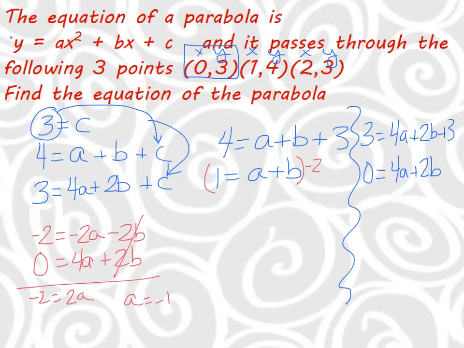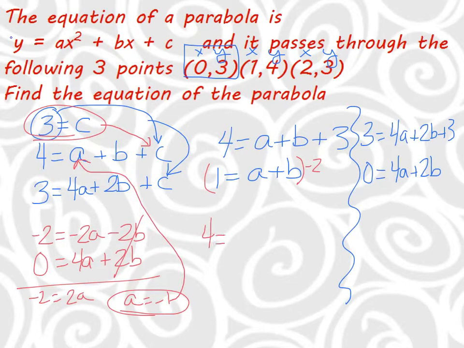And so now we know c, that was given, we know a, and so we just have to find b. So I'll take this a and this, and let's go ahead and we'll just plug it in to this first equation because it looks pretty easy. So then I would have a 4 equals a negative 1 plus b plus 3.